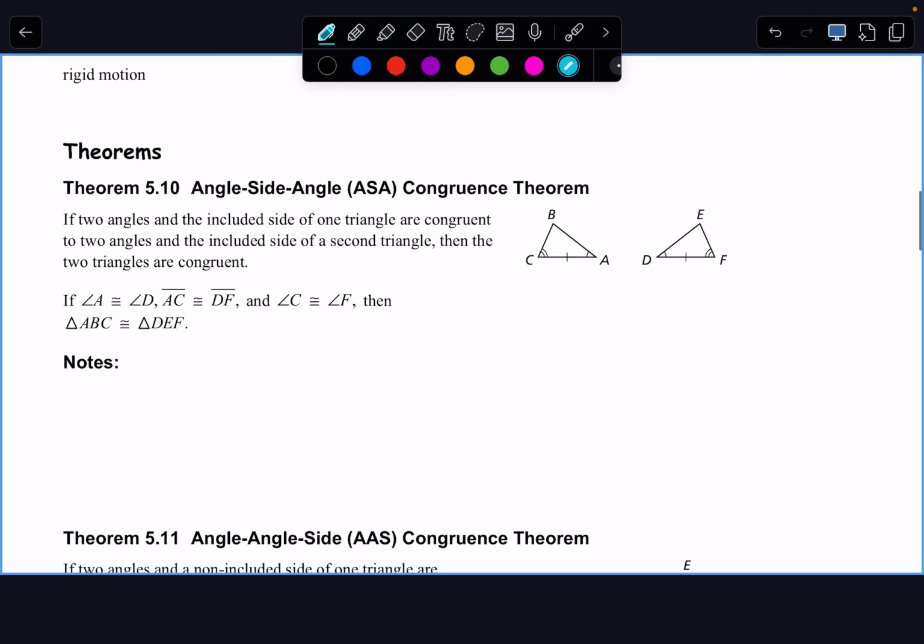The first one we're going to add, we're going to call angle, side, angle. So essentially, you have 2 angles and an included side. So notice how the side is in between the 2 congruent angles.